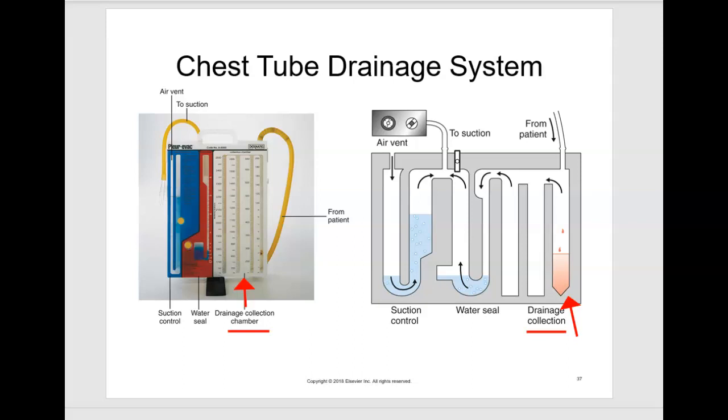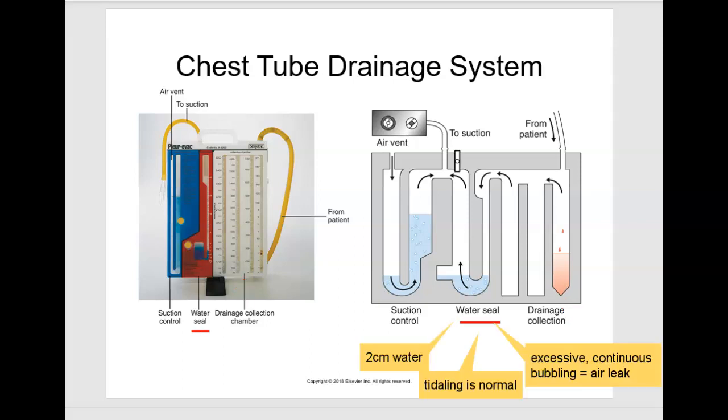This fluid must be measured hourly during the first 24 hours after the chest tube has been placed. And it's important to note that the fluid in this chamber must never fill up to the point that it comes in contact with any tube. So if it were to fill up and block off this tube, that would be a bad thing. If that fluid were to come into contact with that tube, drainage would stop, and that could lead to a tension pneumothorax.